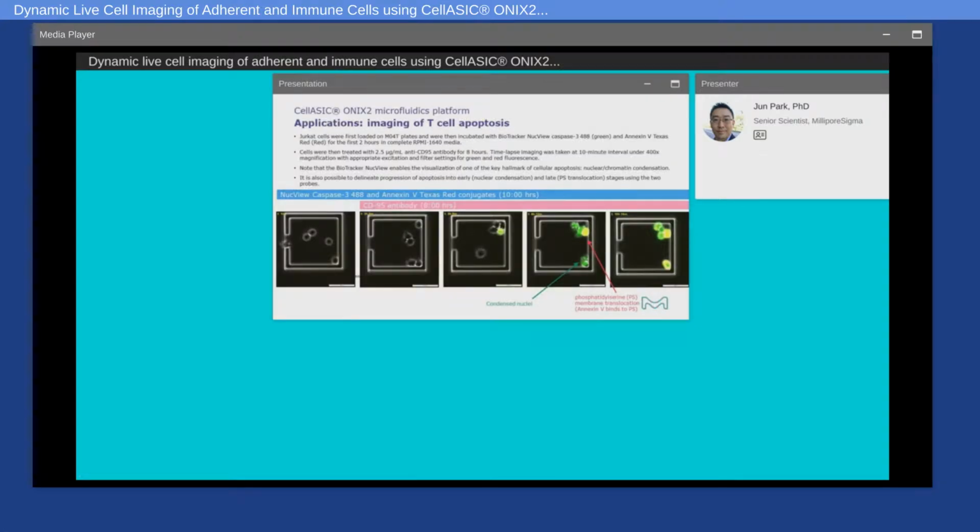Here's another example where we're examining T-cell apoptosis at single-cell level. We're using CD95 activation to induce programmed cell death, and then visualizing the cellular events using a caspase-3 specific apoptosis probe, as well as annexin V. Let's take a look at the live cell movie.